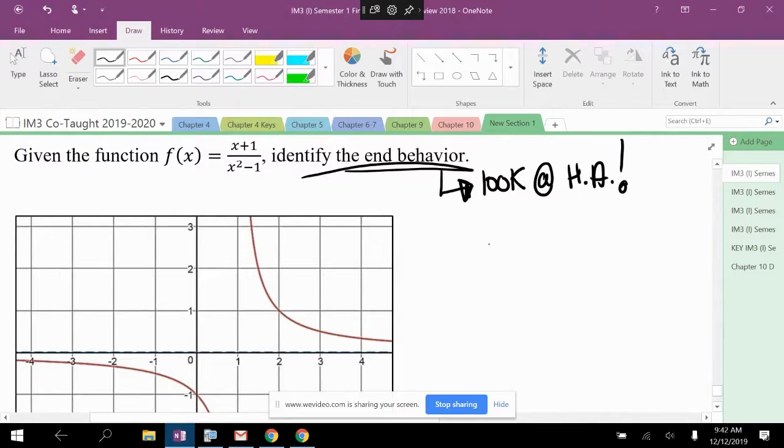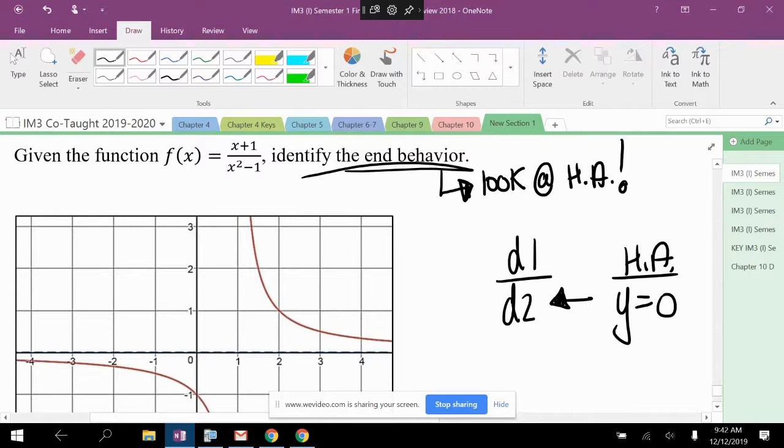Okay, so let's take a look. What is the degree of the top here? 1. What about the bottom? 2. Which one's larger? The bottom. And that automatically tells me y equals what is my horizontal asymptote? 0. That's your answer to these problems. And I'll scroll down in a second once you have that written down. I'll explain it.